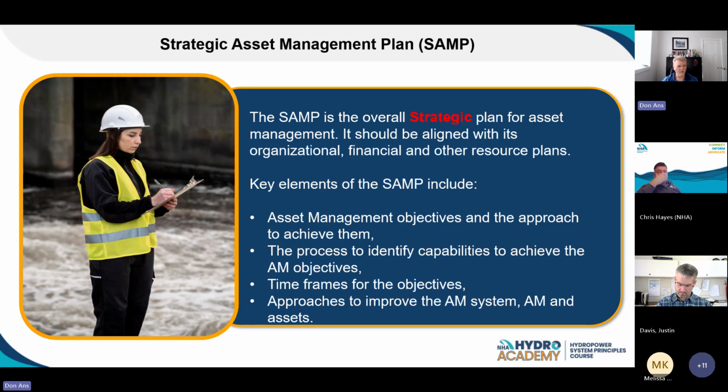It should include the asset management objectives and the approach to achieve them, the process to identify capabilities to achieve the asset management objectives, the timeframes, and the approaches to improve the asset management system, asset management, and the assets. So this is important in that it's not just objectives for the assets. It's also objectives to improve the system and to improve asset management.